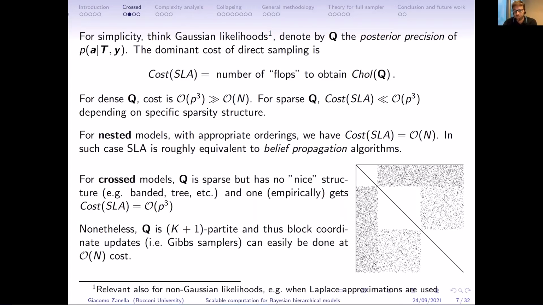But this kind of sparsity structure is typically unstructured, in the sense that it looks a bit more like a random graph. So you don't have a banded structure or a tree structure. Even if you permute your variables, it's hard to get to those kinds of patterns which are favorable to sparse linear algebra. And in fact, empirically, what you observe is that the cost of factorizing the precision matrix typically scales cubically for cross random effect models, even if they're very sparse.